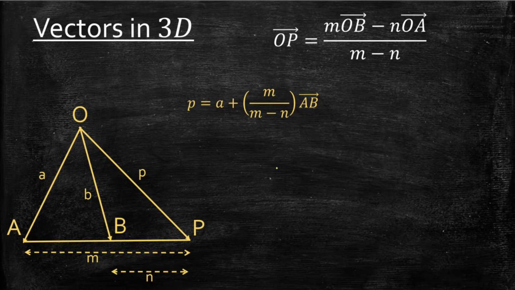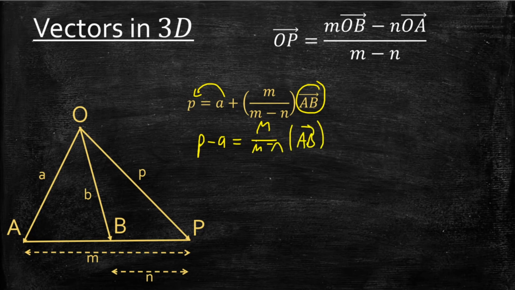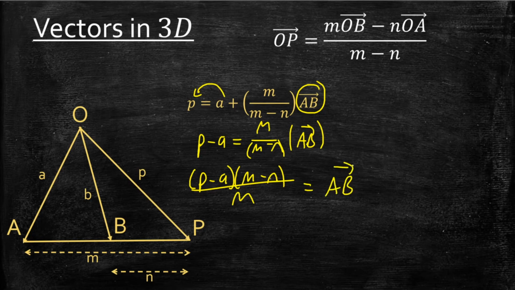All right, and we're just going to rearrange that now. So I'm going to write everything in terms of A, B. So this vector AB over here. So the first thing I'm going to do is I'm going to move my A to the left-hand side. So I'm going to have P take away A is M over M take away N times that vector AB. And then we have to multiply the left-hand side by M take N. So I'm going to get P take away A times M take away N, and we'll divide it by the scalar M. And that's all going to equal vector AB over there.